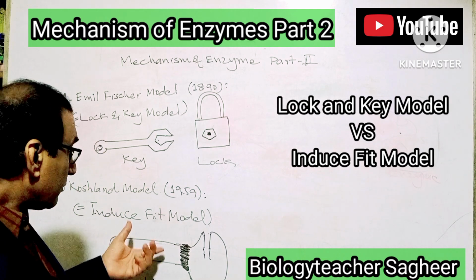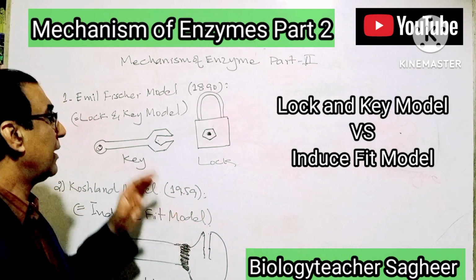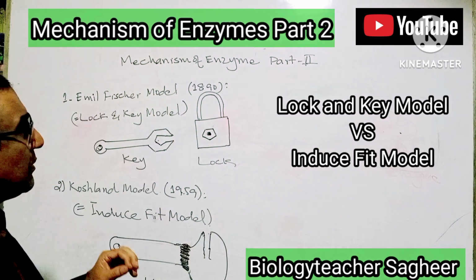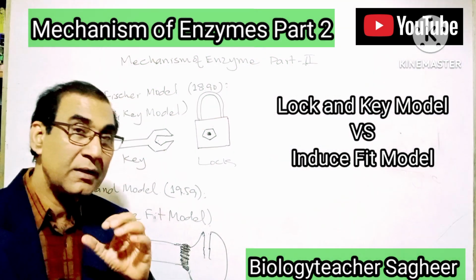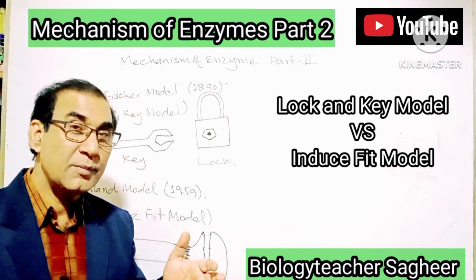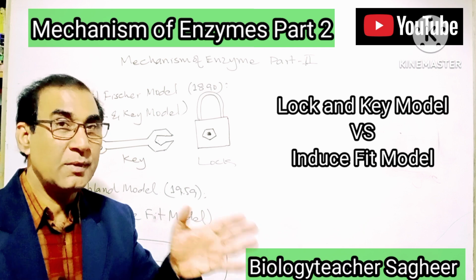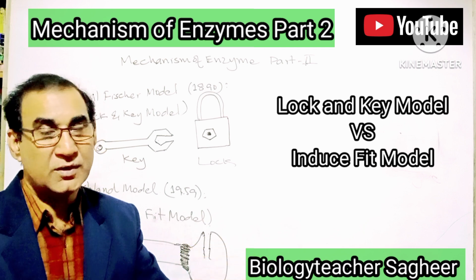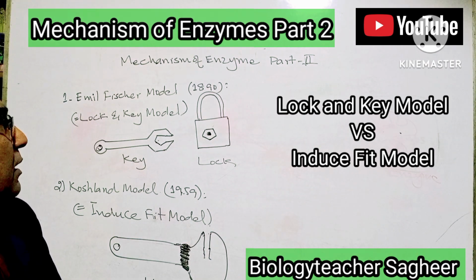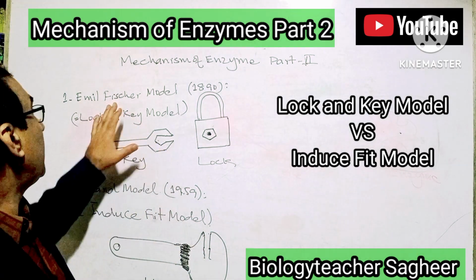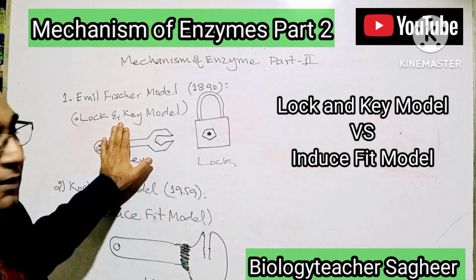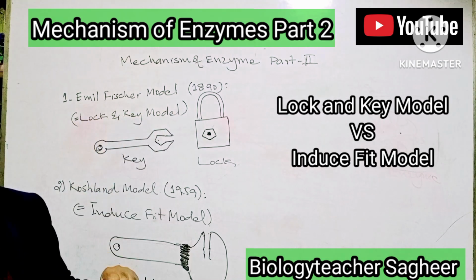Now, how do these enzymes combine with the substrate? In 1890, just take into consideration, 1890 means before 1900, before the commencement of the 20th century, Emil Fischer presented the lock and key model.